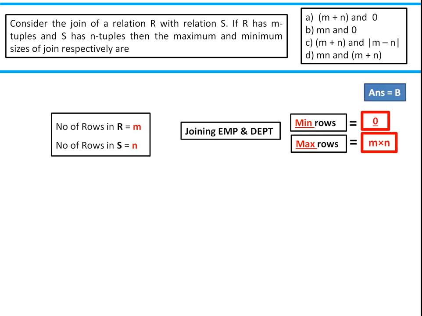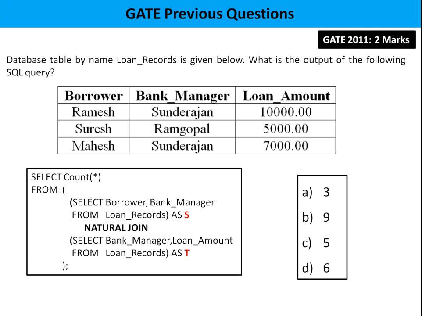Look at this question. This was given in GATE 2011 for 2 marks. So it is a question on natural join, guys. It is a question on natural join. So they want you to join S natural join T.